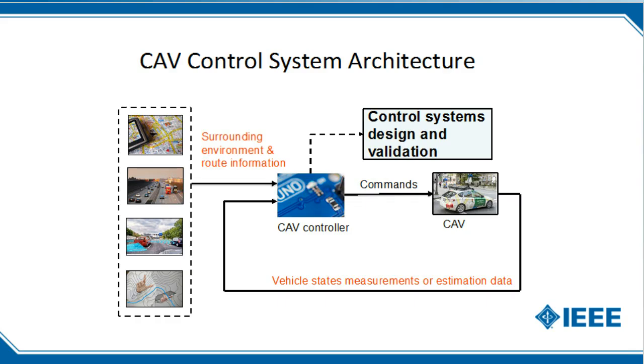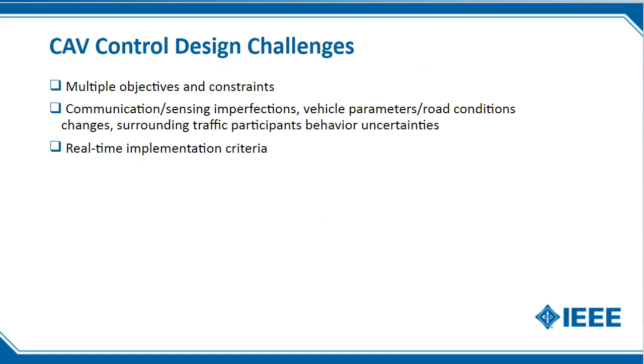In practice, design and validation of control systems that are suited for CAV applications remains a challenging task as discussed in this course. There are different challenges involved in designing and validating high-performance controllers for CAVs, and the following challenges are covered in this course. First, there are multiple objectives and constraints which should be taken into account in the CAV control design process. Some of these objectives are safety, comfort, and fuel energy efficiency.